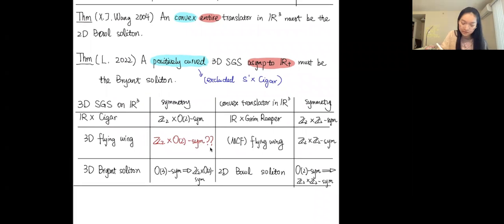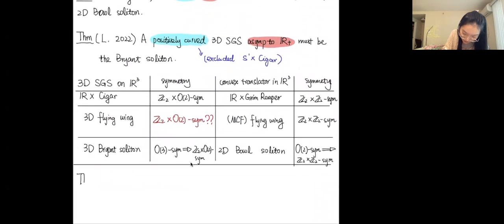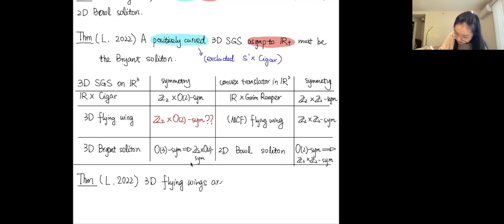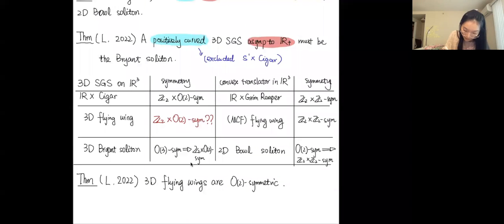Now the question is whether we can prove this symmetry for the flying wings. The next theorem gives an affirmative answer to this O2 symmetry. We prove that all 3D flying wings are indeed O2 symmetric, which means that there is an asymptotic O2 action.